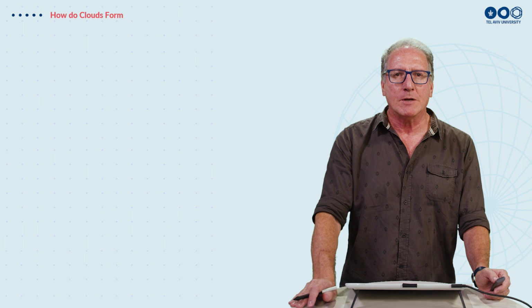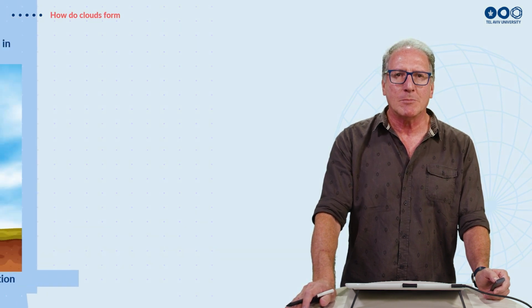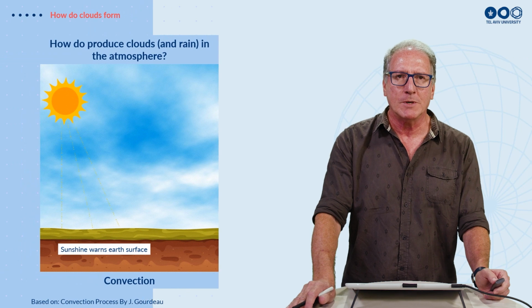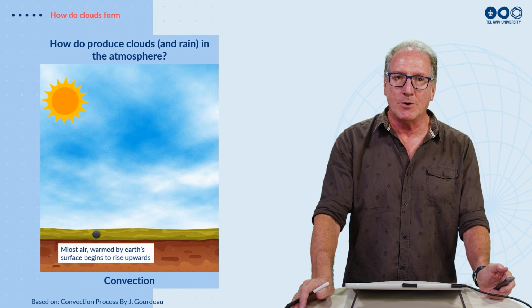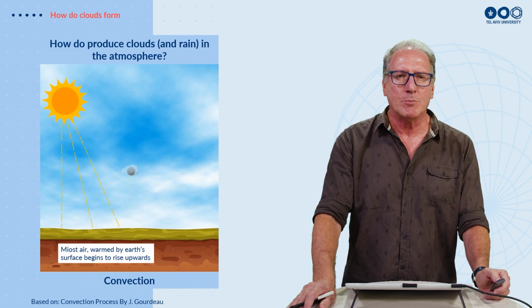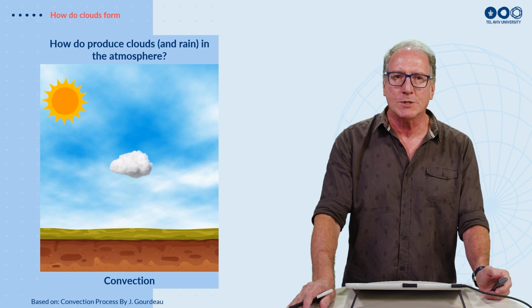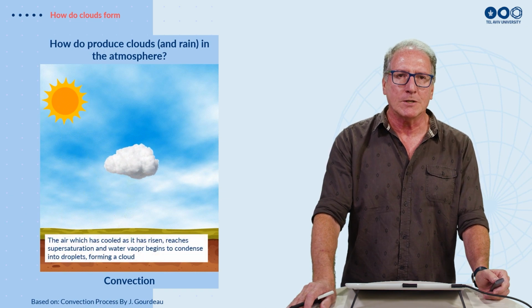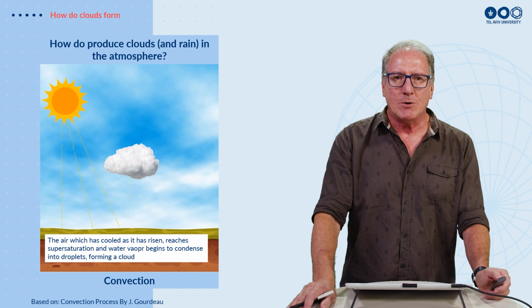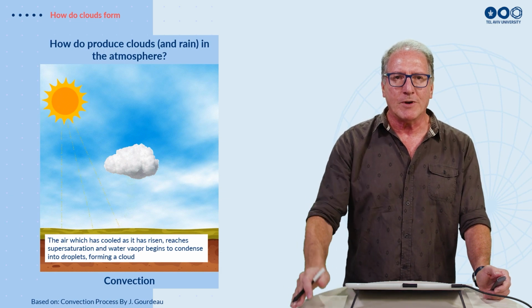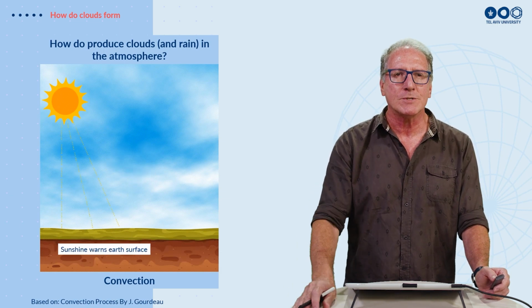We've spoken about relative humidity and reaching saturation. Now let's talk a little bit about clouds and how clouds form in the atmosphere. Clouds and eventually rain, because rain is what's important to bring water to the surface for drinking water and also for agriculture. So basically we have a process called convection where the sun heats the surface.